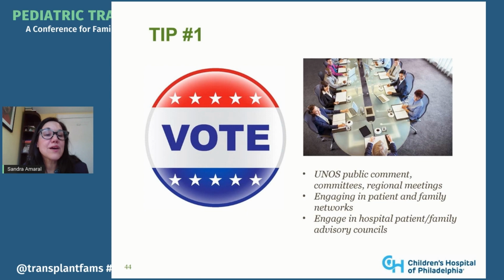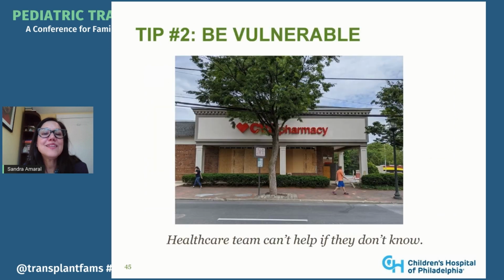UNOS asks for public comment. There are opportunities to serve on committees. There are regional meetings. Many of those are now remote or virtual, so you can just pop in and out as needed. I would encourage transplant families to engage in patient and family networks. I know there are lots of collaboratives out there by organ, and engage in hospital patient and family advisory councils, as I mentioned earlier. Tip number 2 is be vulnerable.